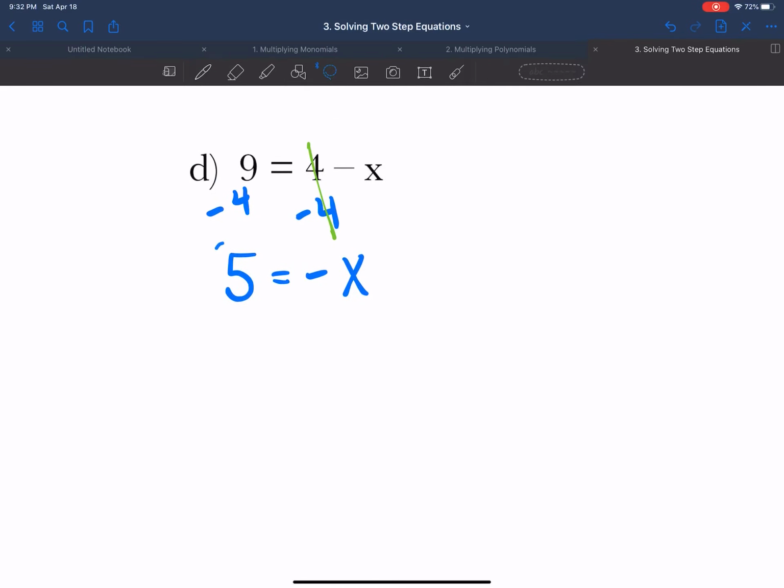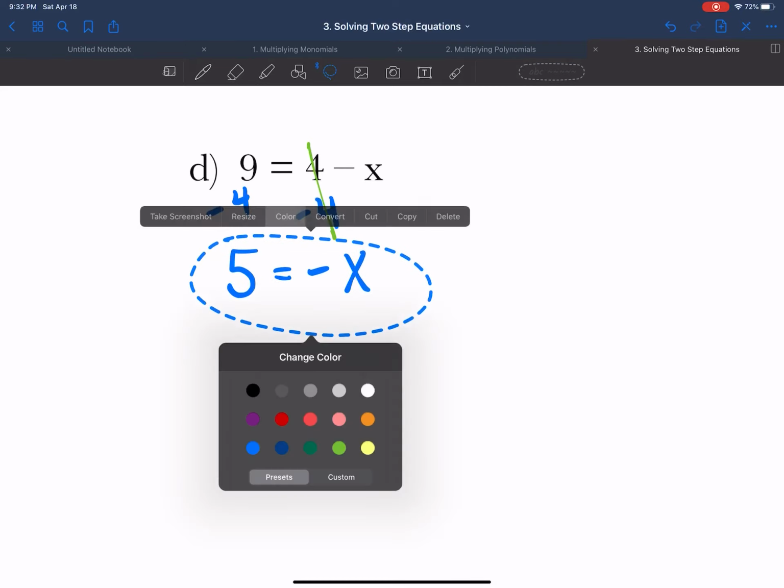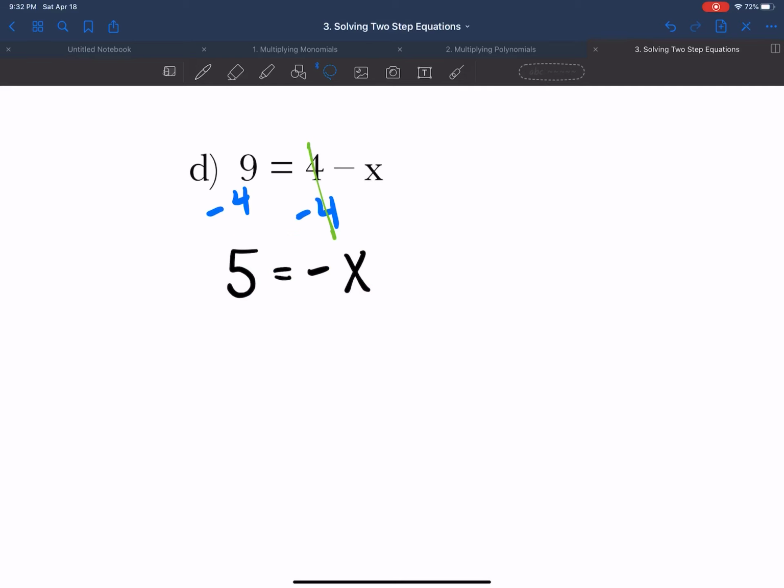Choose a different color. Maybe I can change like this. Let's see. Color. Cool. Change to black. So I'm going to divide by negative 1.